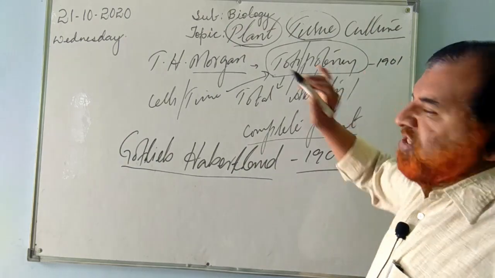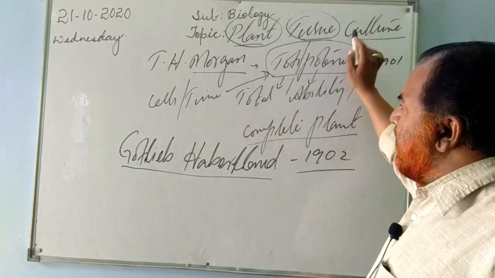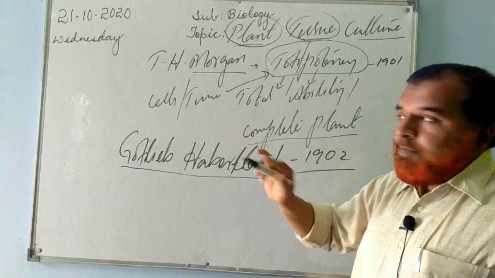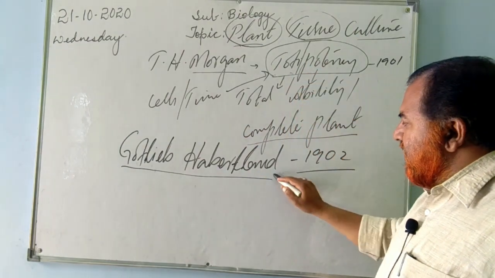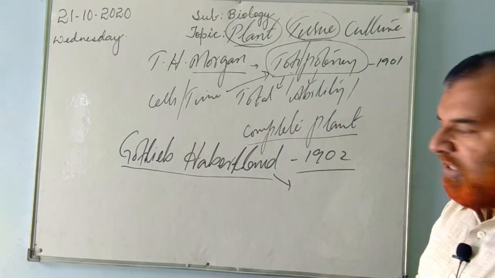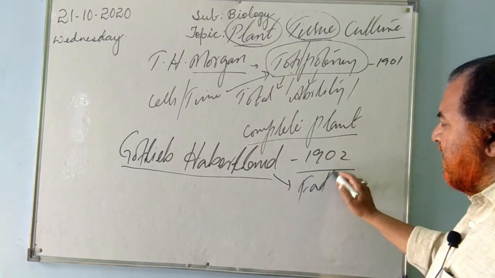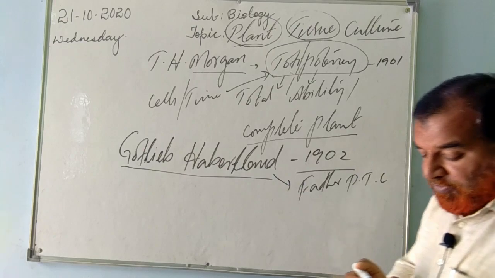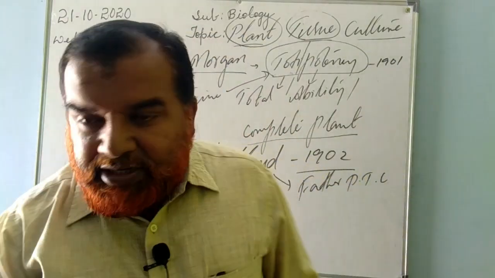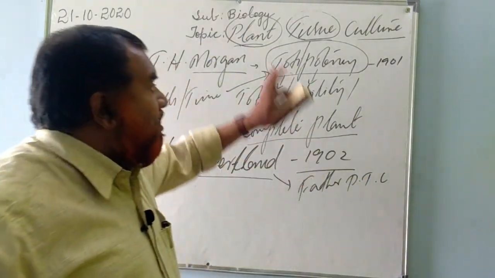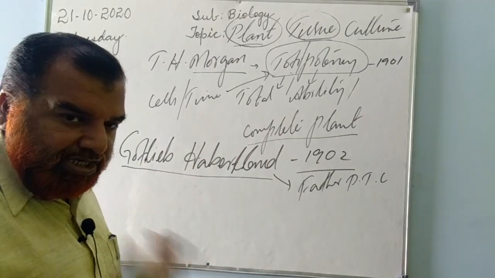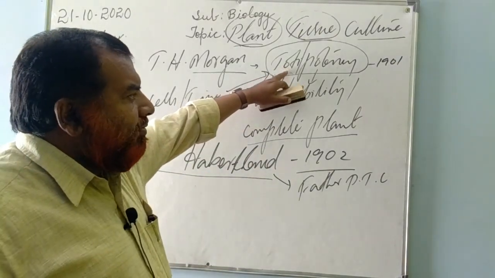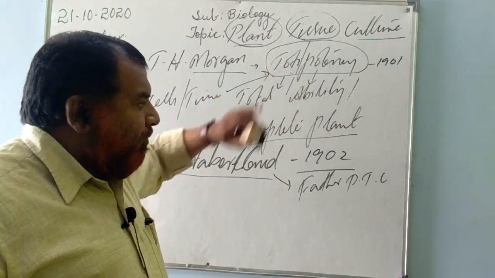So the whole concept of plant tissue culture is totally based on totipotency. Hence, this scientist Gottlieb Haberland is known as the father of PTC, the father of plant tissue culture. From the 19th century onwards, the concept of plant tissue culture was started based on the property known as potency.